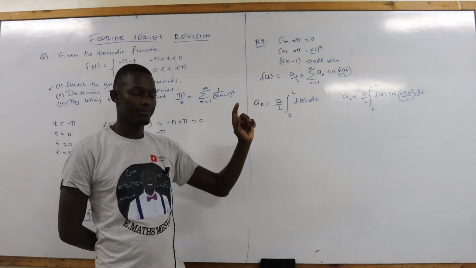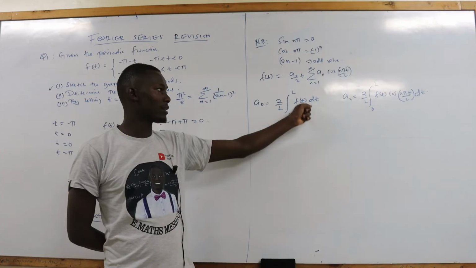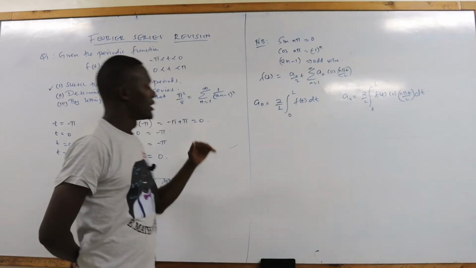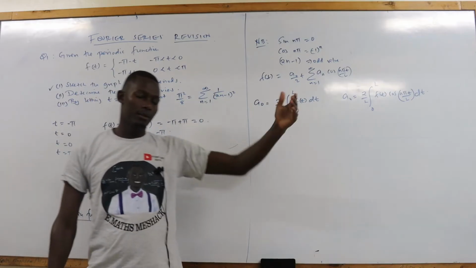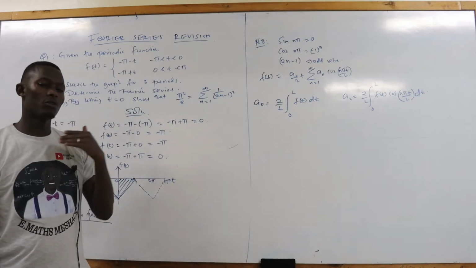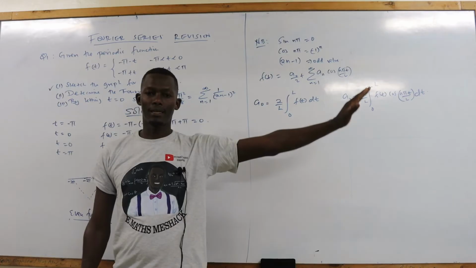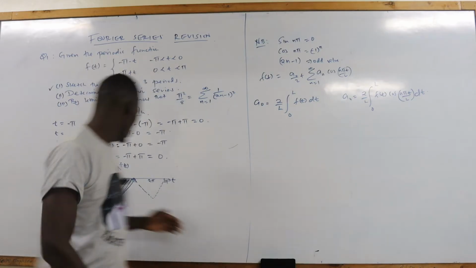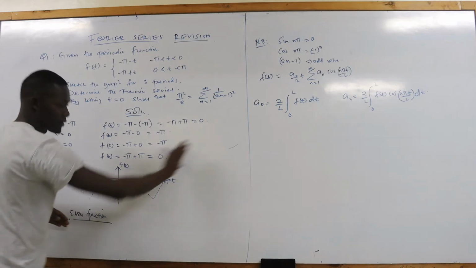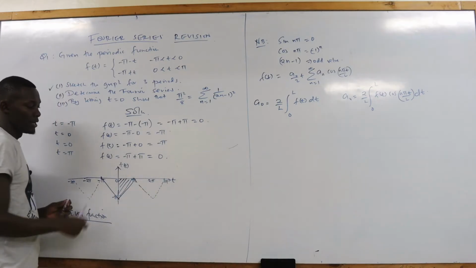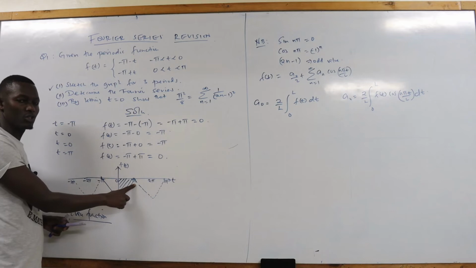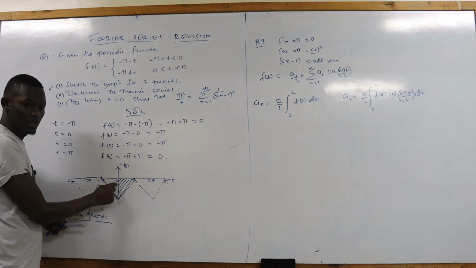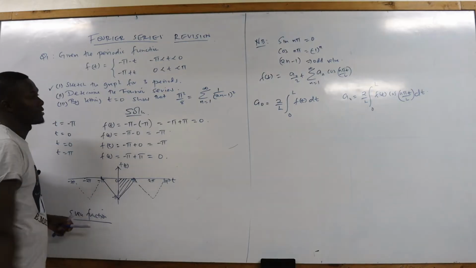So it is 2 over L from 0 to L, then f(t). The same here. Now, 0 to L basically means we are working on values on the positive side. We're interested from the 0 point going forward. And you can already see what your L is. Your L will be pi, because our function starts here and it ends here.